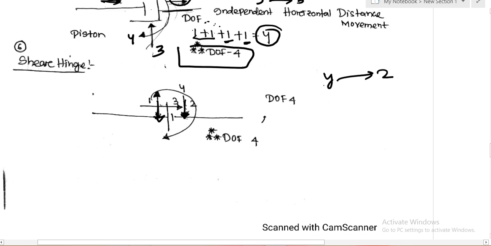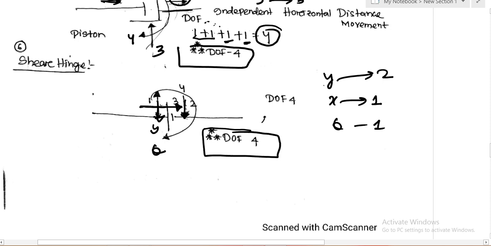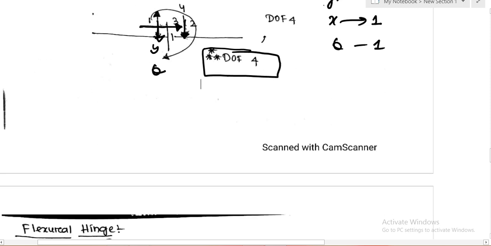Okay, so this is in the y direction and this is also in the y direction. But the x movement is dependent, so in the x direction there is only one movement, and there is also one rotation possible, so rotation will be 1. So how many is the actual degree of freedom? In the case of a shear hinge, total degree of freedom will be equal to 4. I will provide you with a formula, but you should understand the basic part.